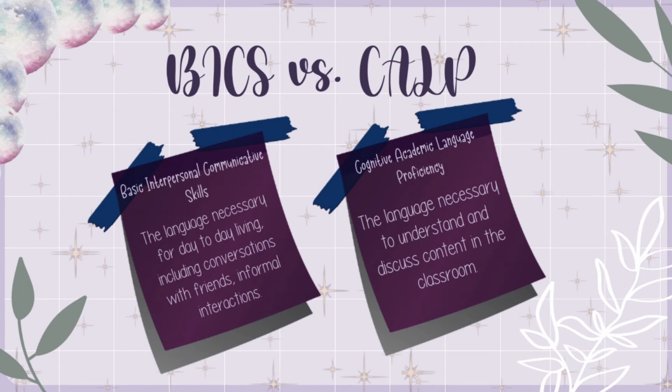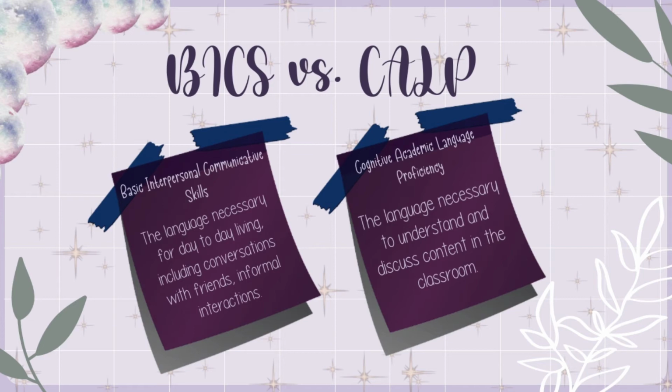We will now proceed with the basic interpersonal communicative skills, or the BICS, versus the cognitive academic language proficiency, or the CALP, which will be reported to you by Arvian Estomata. Good afternoon, everyone. My name is Arvian Estomata, and today I'll present to you an overview of BICS and CALP. BICS stands for Basic Interpersonal Communication Skills. It refers to the language necessary for day-to-day living, including conversations with friends, on the phone, and informal interactions. In simpler terms, BICS is a social language.